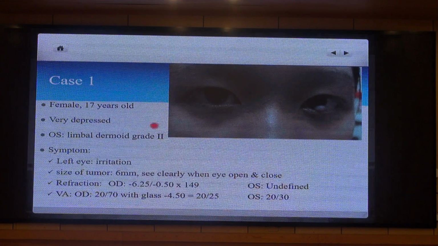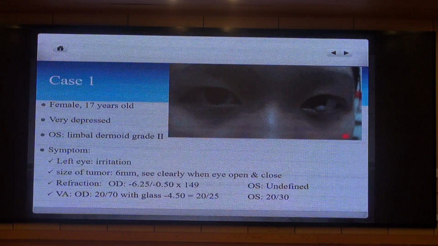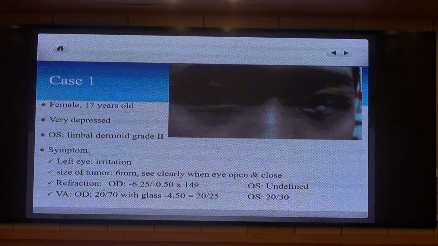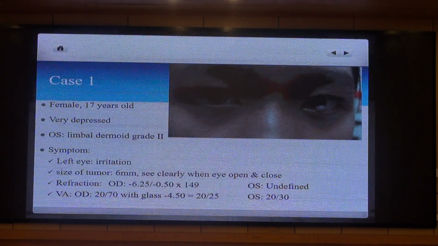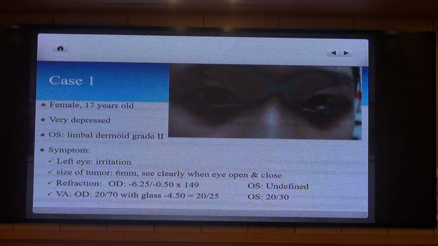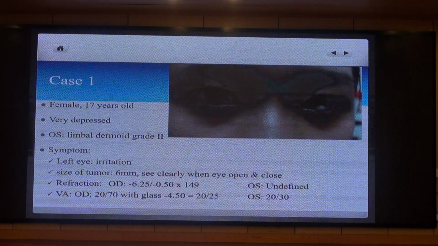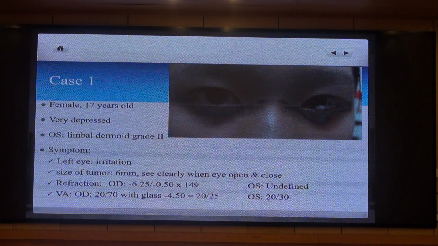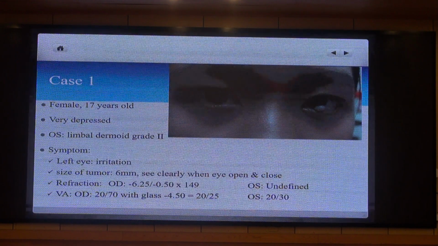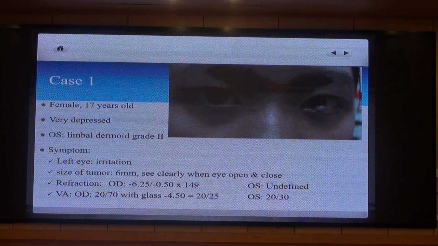The symptoms: she feels irritation in the left eye. Sometimes she has itching and tearing. The size of the tumor is about 6 mm, and we can see it clearly when she opens and closes. It's quite difficult to see, but we can see it clearly when she closes the eyes. The refraction of the right eye is minus 0.25 and 0, at 149 degrees, and the left eye is undefined.